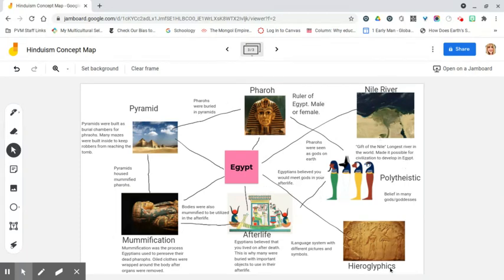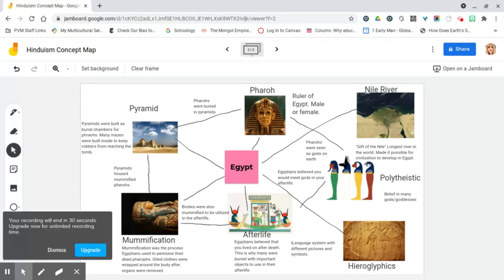What I did with Nile River and hieroglyphics, I put them down here and described what they were, but I didn't think they really connected to any of the other words, so I just left them on their own. Okay, so the big idea is you're making connections. That's the highest level of thinking skill, between all of the words that have to do with Hinduism. So this will show me that you not only understand the words, but you can explain to me why they are all connected.